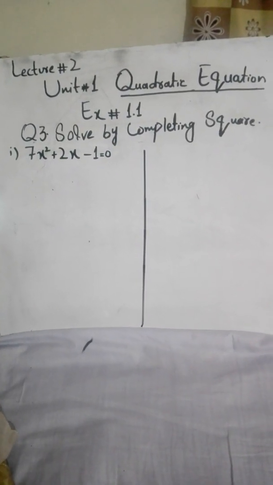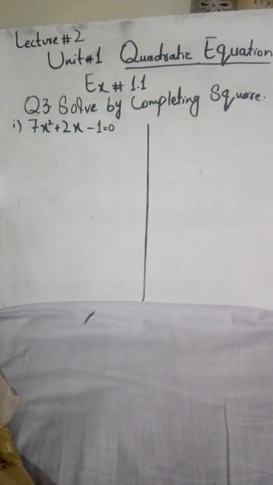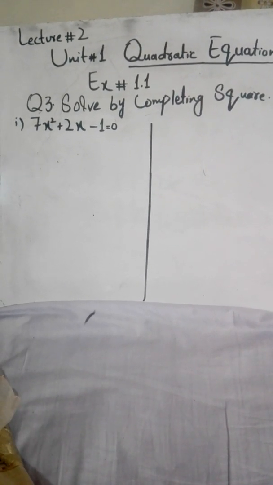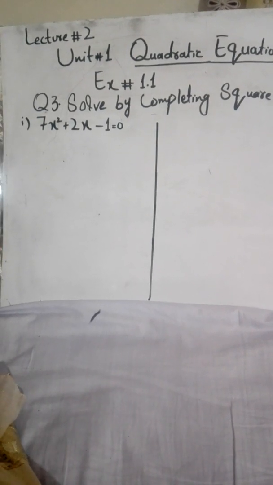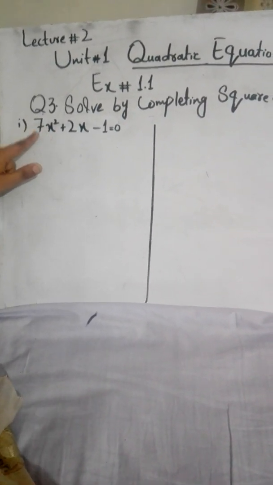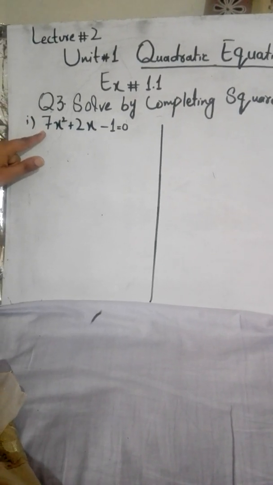Students, now I am going to start question number 3, which is solved by completing the square. In this method we have to follow some steps, so I will complete this question step by step. First step is you have to make the coefficient of x square 1. If x square has a coefficient other than one, we must make it 1.